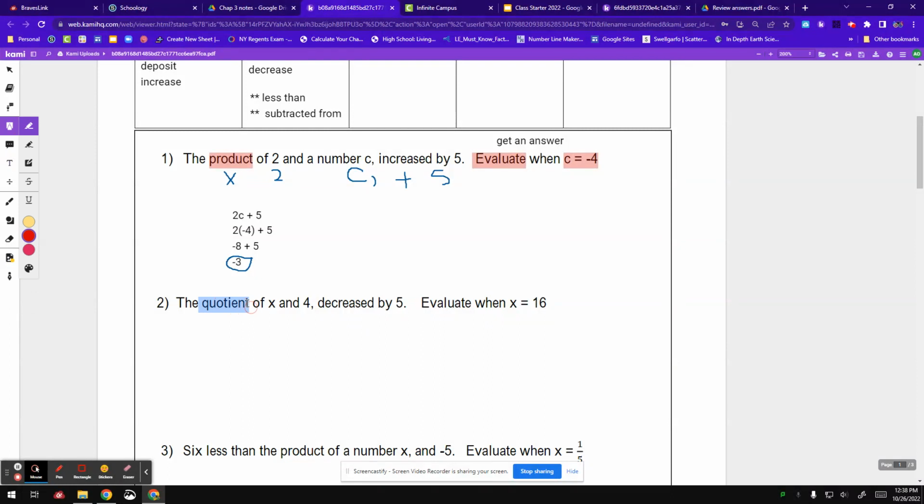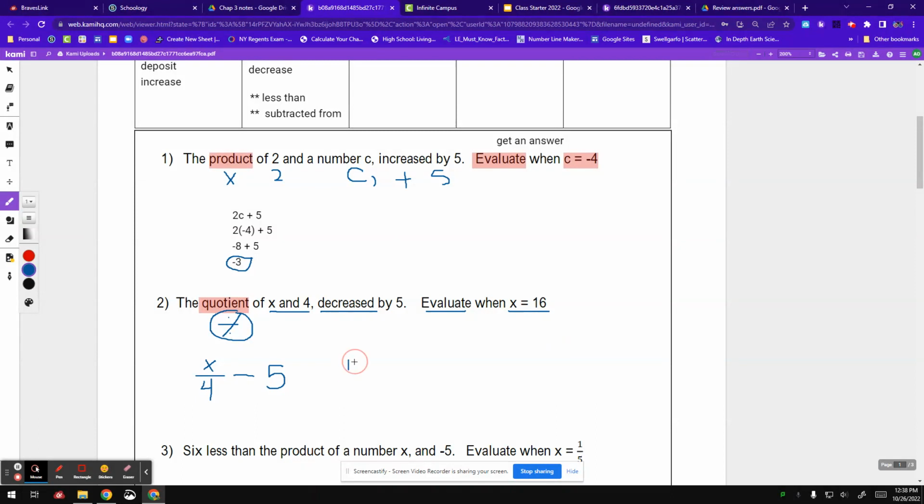Okay, quotient is a keyword that tells us to divide. We're going to take the quotient of x and 4. What that looks like when we translate it is x over 4. We're going to use the division bar. We're actually not going to use this symbol in algebra, but we can write it as a little note to ourselves. And then we're going to decrease this by 5. There's our expression. Next up, we're going to evaluate, and in place of x, we're going to put 16.